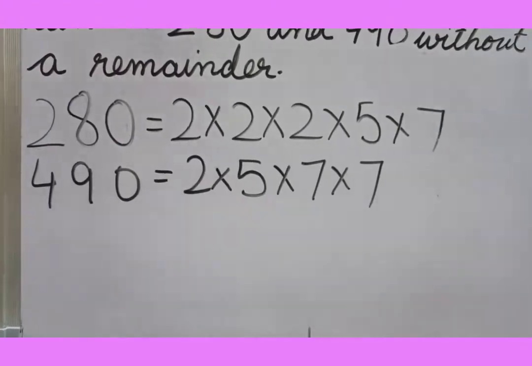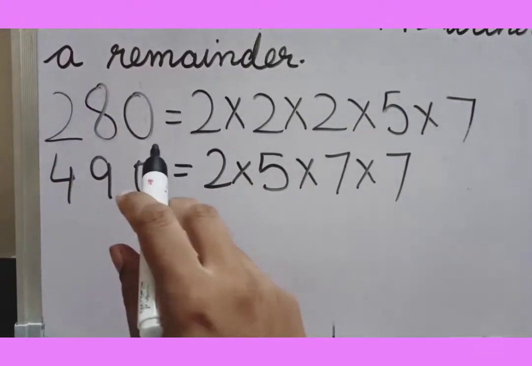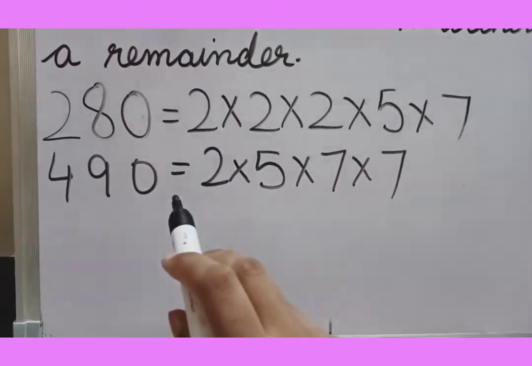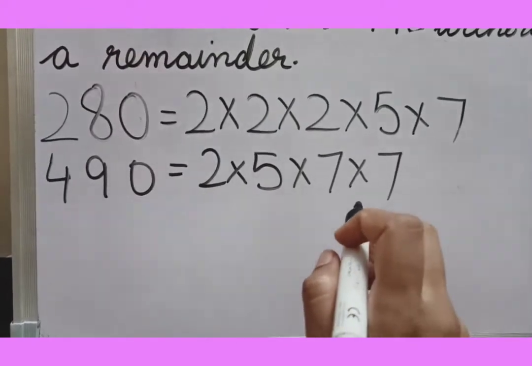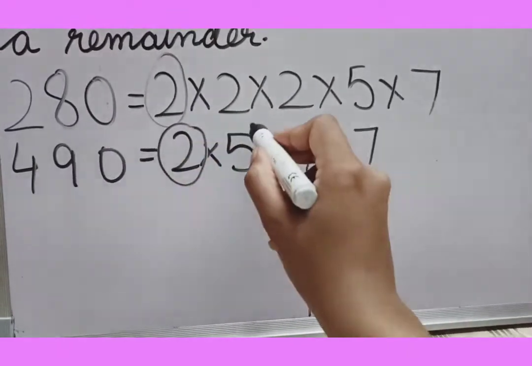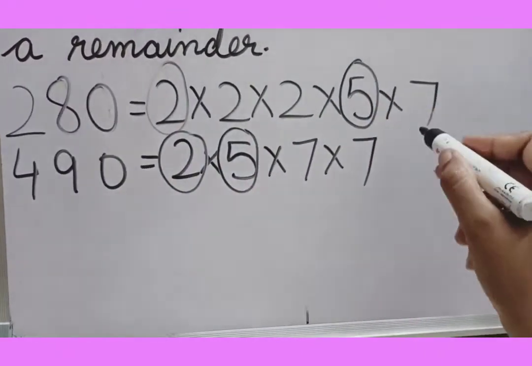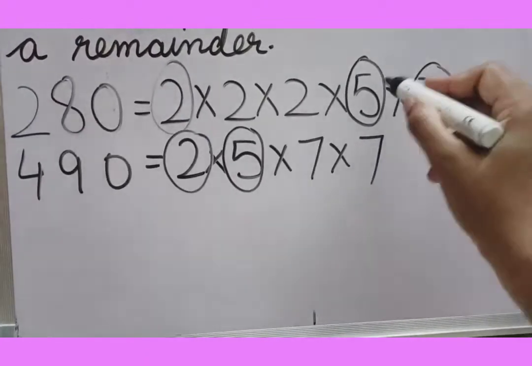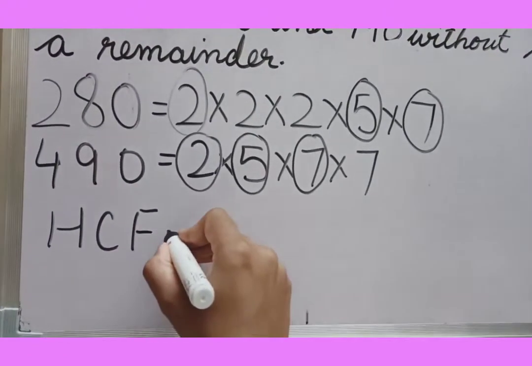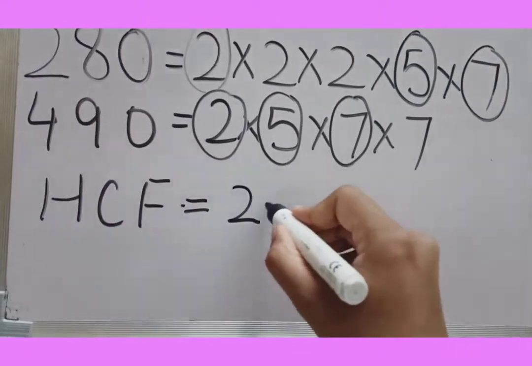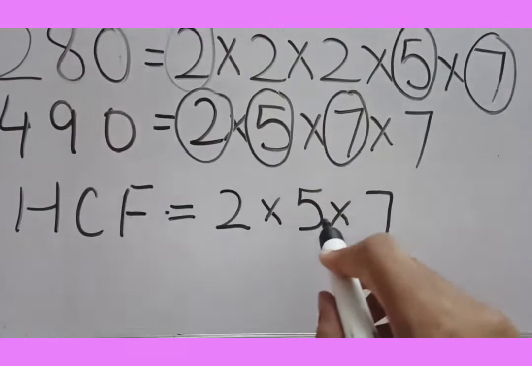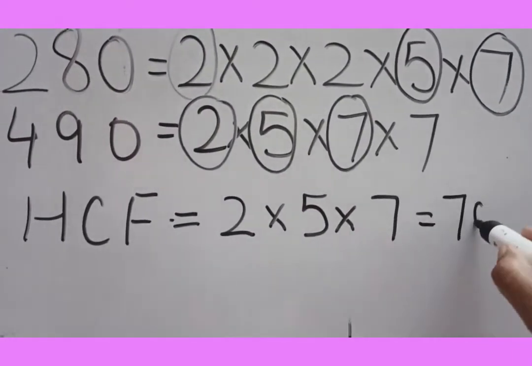So now I have written the factors like this: 280 is equal to 2 times 2 times 2 and 5 and 7, and for 490 it is 2 into 5 into 7 into 7. Now let's find out which are common. So 2 is common here, 5 is also common, 7 is here 2 times, 1 time, so we will take only 1 time. So let's find out the HCF. HCF will be 2 into 5 into 7. Now 2 5s are 10 and 10 7s are 70.